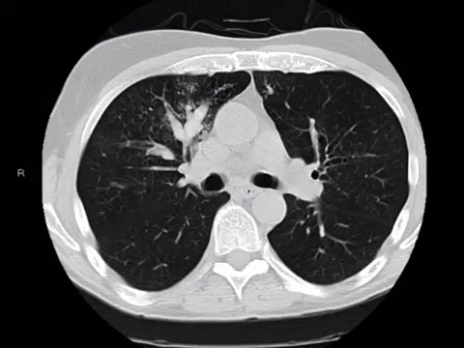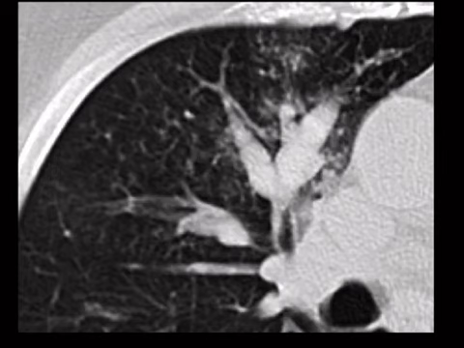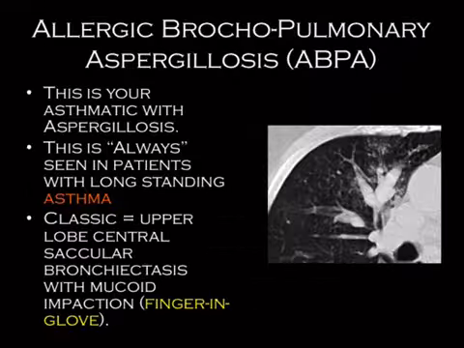All right, here's another Ant Mini. Zoom up on that. This is your finger in a glove. This is your ABPA. The thing to remember about this is asthma. Asthma. It only occurs in asthma.